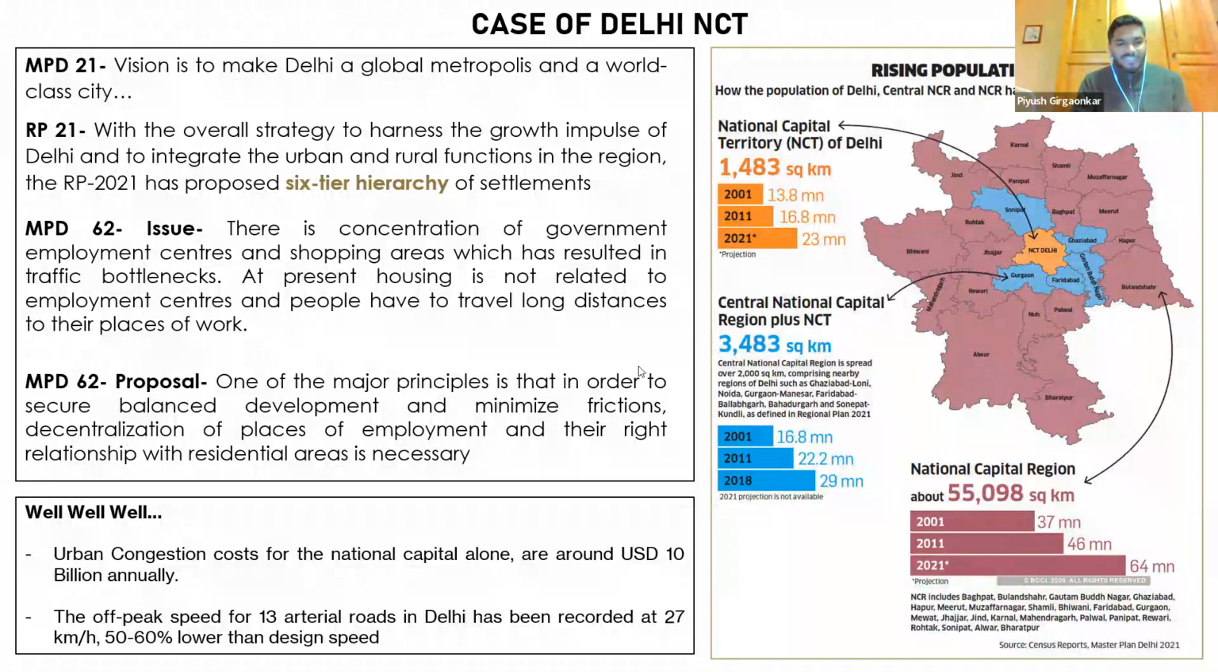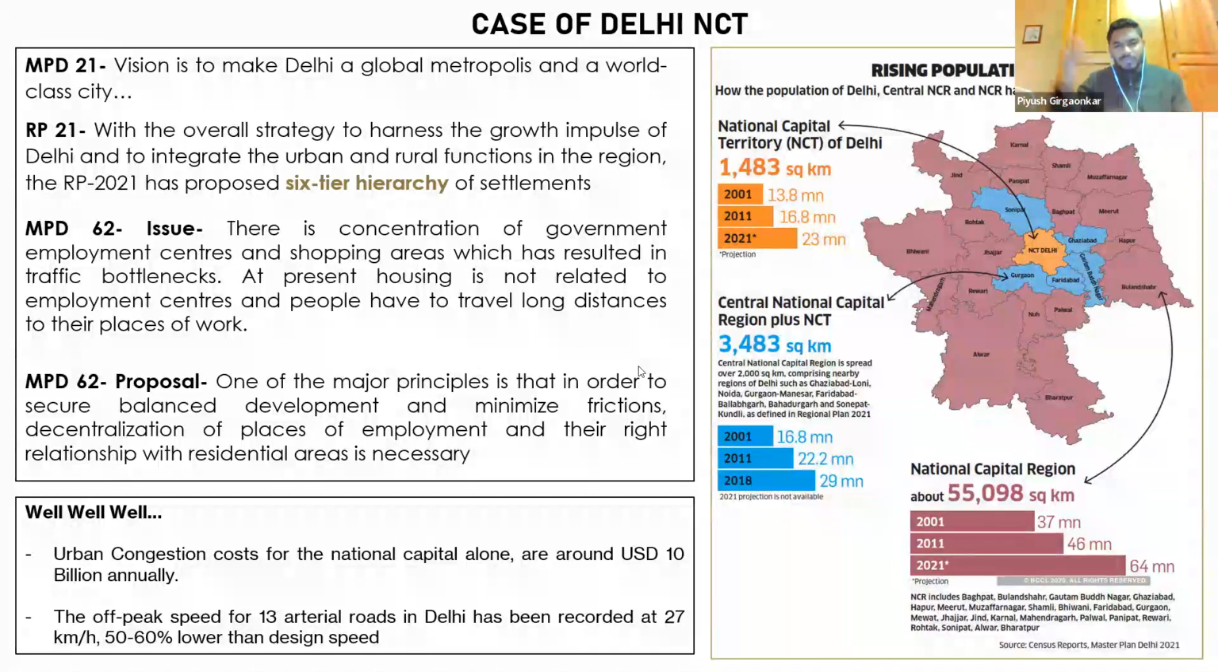I'm sorry if I sound too Delhi-centric in this, which is again an issue of debate about planning circles being Delhi-centric and always doing Delhi. But the master plan that is again under process is envisioning Delhi to become a global metropolis and a world-class city, and it is also supported by the regional plan, which is actually towards hitting the stimuli of growth, the growth impulse of Delhi, and then integrating the various functions that happen in the urban contours and the rural contours of the entire region.